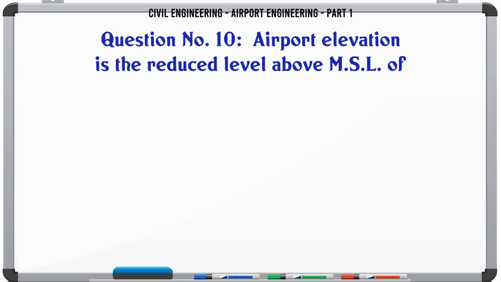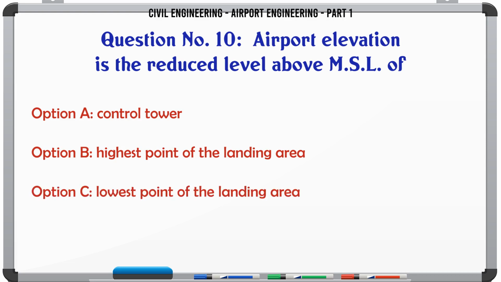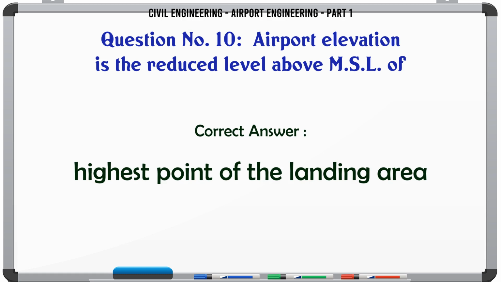Airport elevation is the reduced level above M.S.L of A. Control tower, B. Highest point of the landing area, C. Lowest point of the landing area, D. None of these. The correct answer is highest point of the landing area.